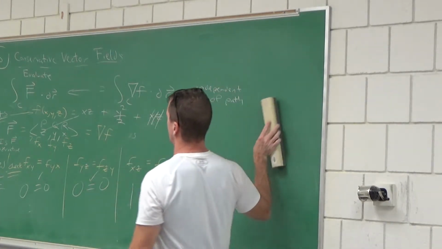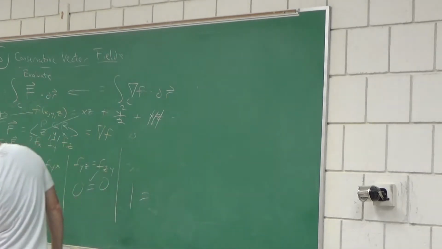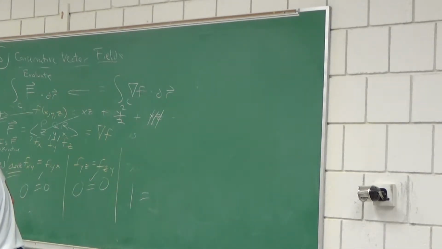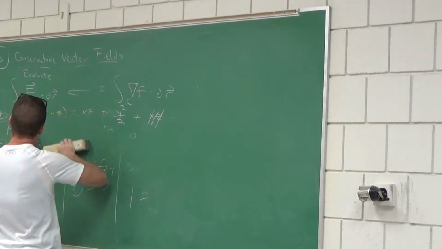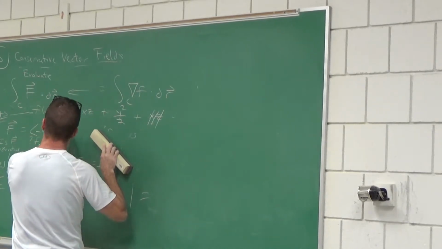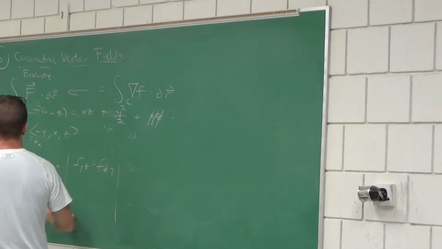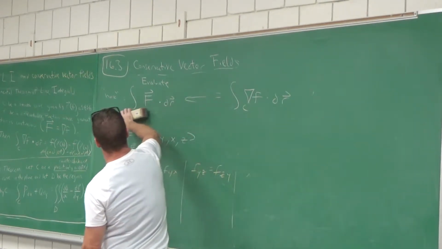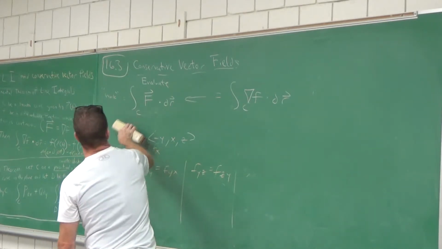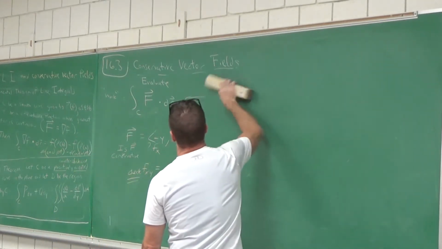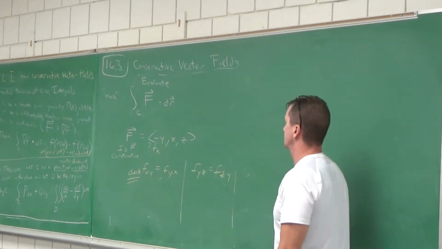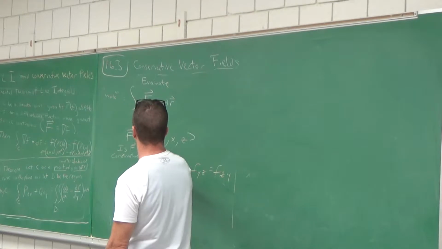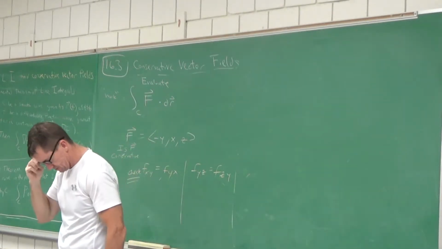Hey, number 2, what did I have there? F of x, y, z equals negative y, x, xz. All right. And would you check that? Is that vector field conservative? Is this vector field conservative? I'll get that out of the way. How about this one? Negative y, x, xz.